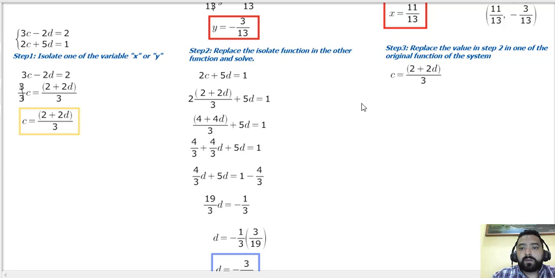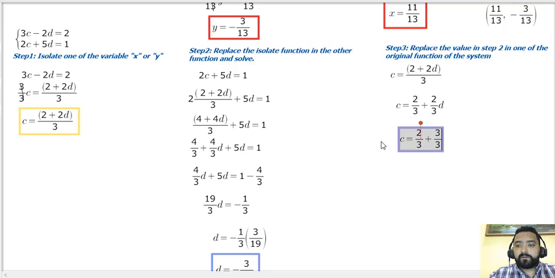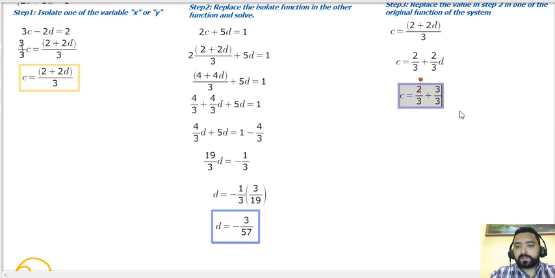So we're going to have c equals, remember this 3 you can distribute to the 2 and to the d, so it's going to be 2 over 3 plus 2 over 3 d, because the 3 is for both numbers. So now we are going to have c equals 2 over 3 plus 2 over 3, and the value for d here we have negative 3 over 57. So it's going to be negative 3 over 57. So we are going to close.